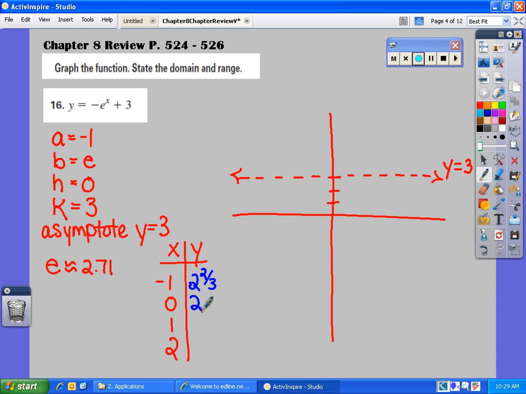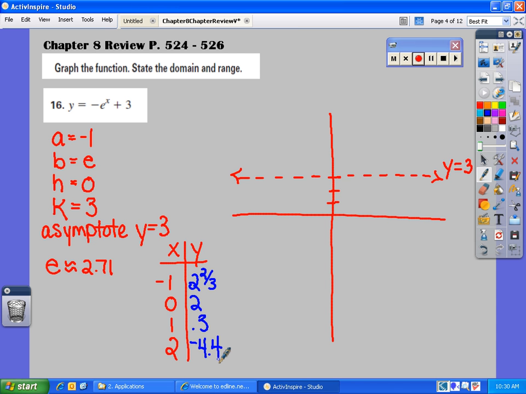Put 1 in for x. That's e to the first, which is approximately 2.71. Opposite of that, and add it to 3, and we get approximately 0.3. If you plug in 2, e squared is about 7.4. -7.4 plus 3 gives us -4.4. Okay?